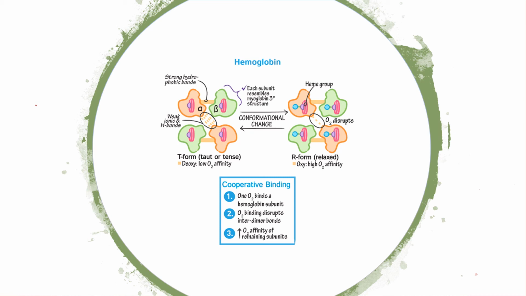Here we can see that one O2 binds to a hemoglobin subunit, and then the O2 binding disrupts the inter-dimer bonds. See this right here? And then this increases the oxygen affinity, or the likeliness, of the remaining subunits. So they're going to want to come together.